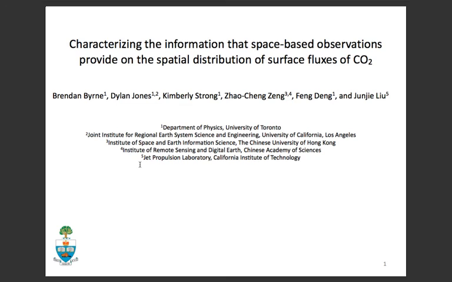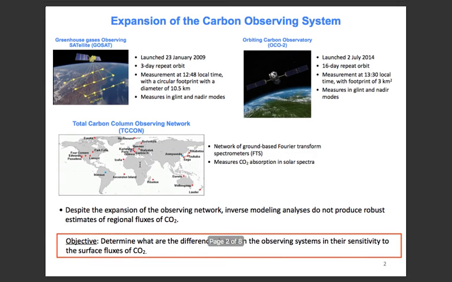Now, the motivation for our analysis was the fact that over the last decade or so, we've seen a significant expansion of the carbon observing system. We have the GOSAT instrument that was launched in 2009. We have OCO2 that was launched in 2014. In support of these missions, the Total Carbon Column Observing Network, TCCON, was deployed, and that's been growing in time. We have GOSAT-2 that's being planned. There's an OCO3 that's being planned. China launched TANSAT last year. So we're seeing this really remarkable growth of the carbon observing system.